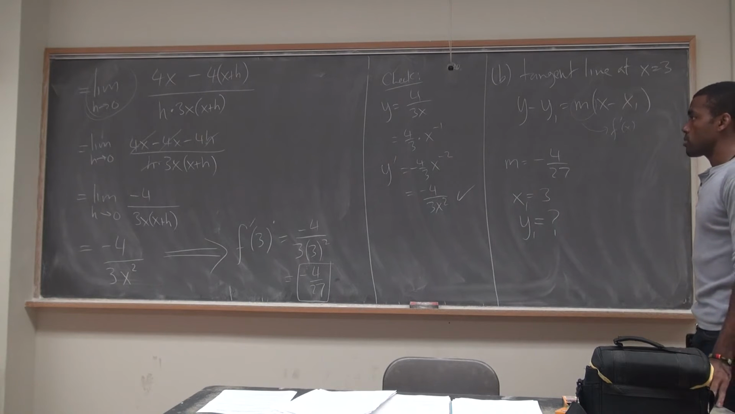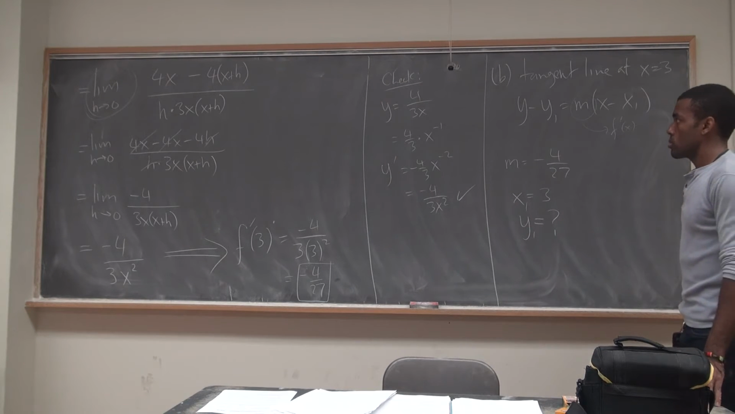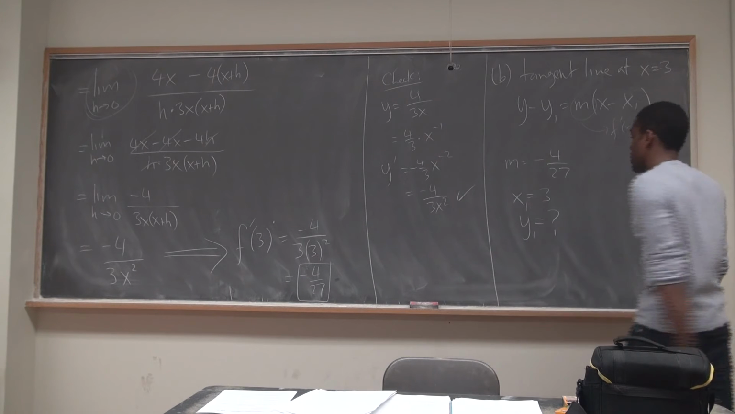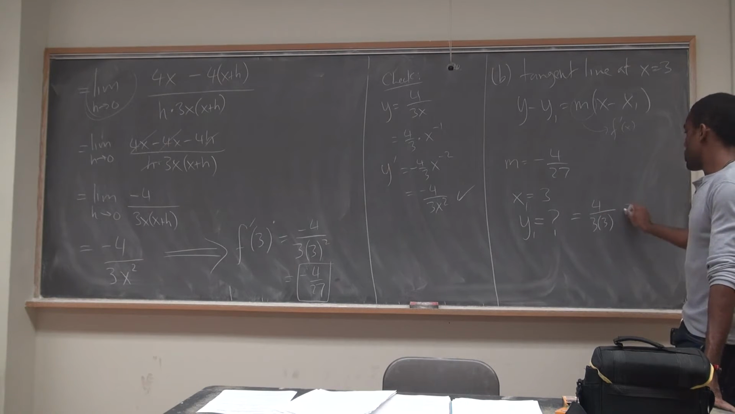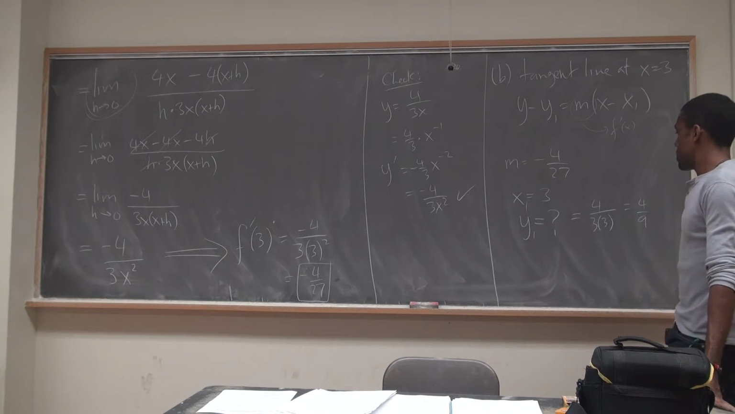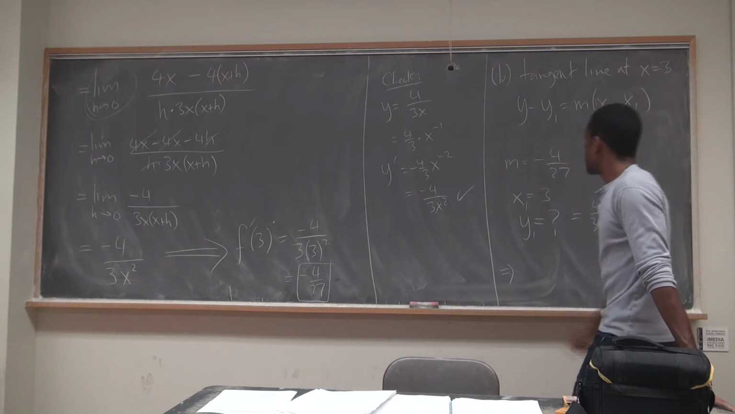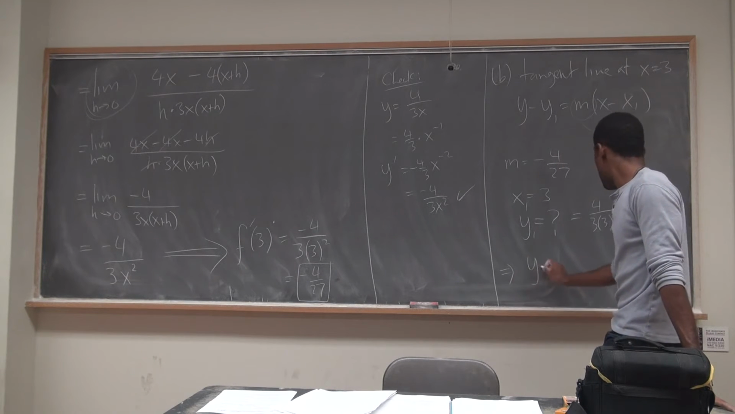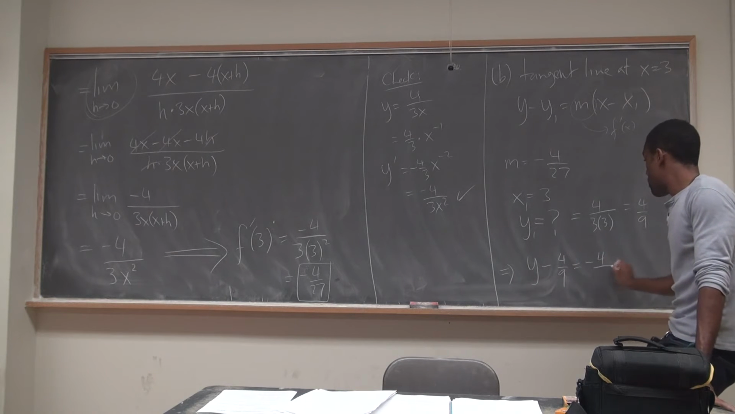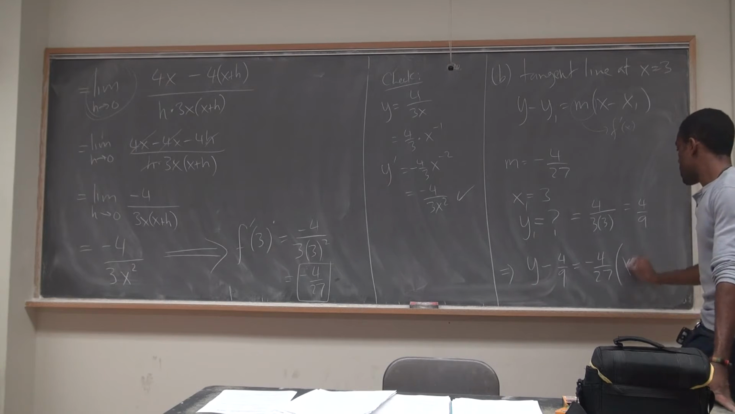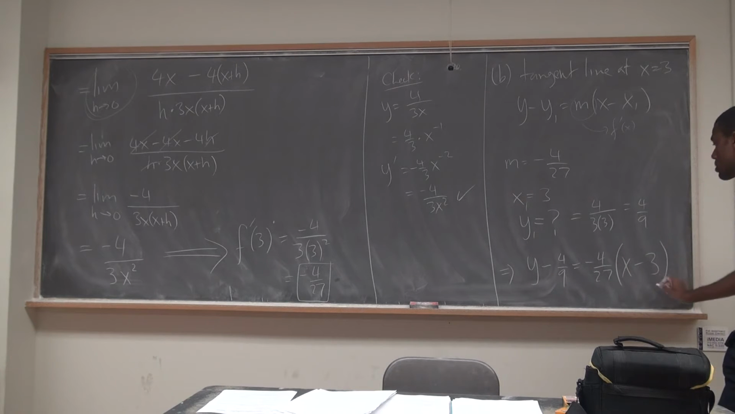In the original function, right? So this means that my y is actually going to be 4 over 3 times 3, right? This is just going to be 4 over 9, which means my tangent line now is just y minus 4 over 9 equals m times x minus 3.